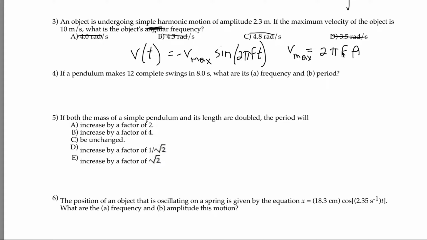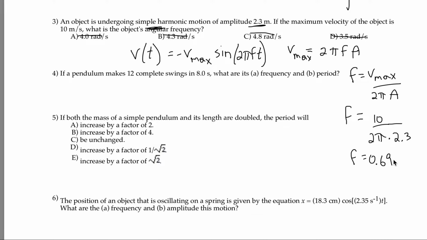We're looking for the frequency. So frequency is equal to vmax over 2 pi times a. The amplitude is given here by 2.3 meters. So we just need to plug and chug what we're given. vmax is 10 divided by 2 pi times 2.3. When we do all this, we'll get a frequency of 0.69 hertz. So that is the correct answer. I think that was choice B, once I change all of these to hertz instead of radians per second.